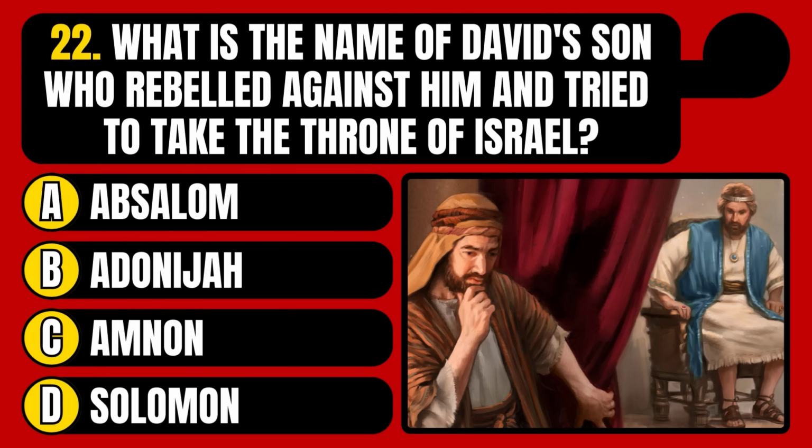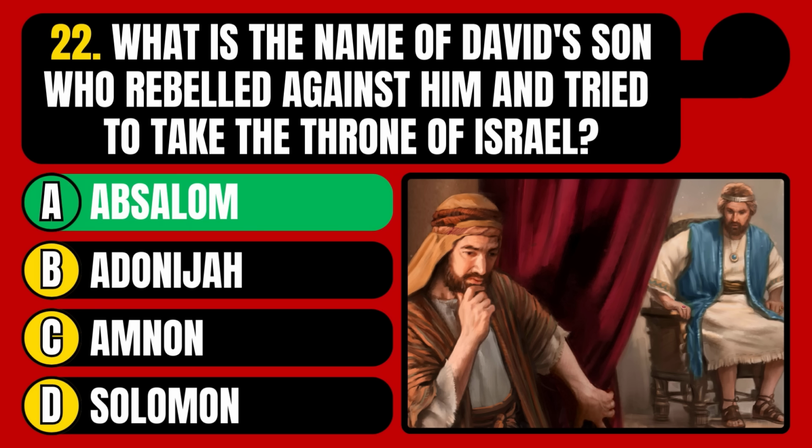What is the name of David's son who rebelled against him and tried to take the throne of Israel? Absalom, Adonijah, Amnon, or Solomon? The correct answer is option A, Absalom.